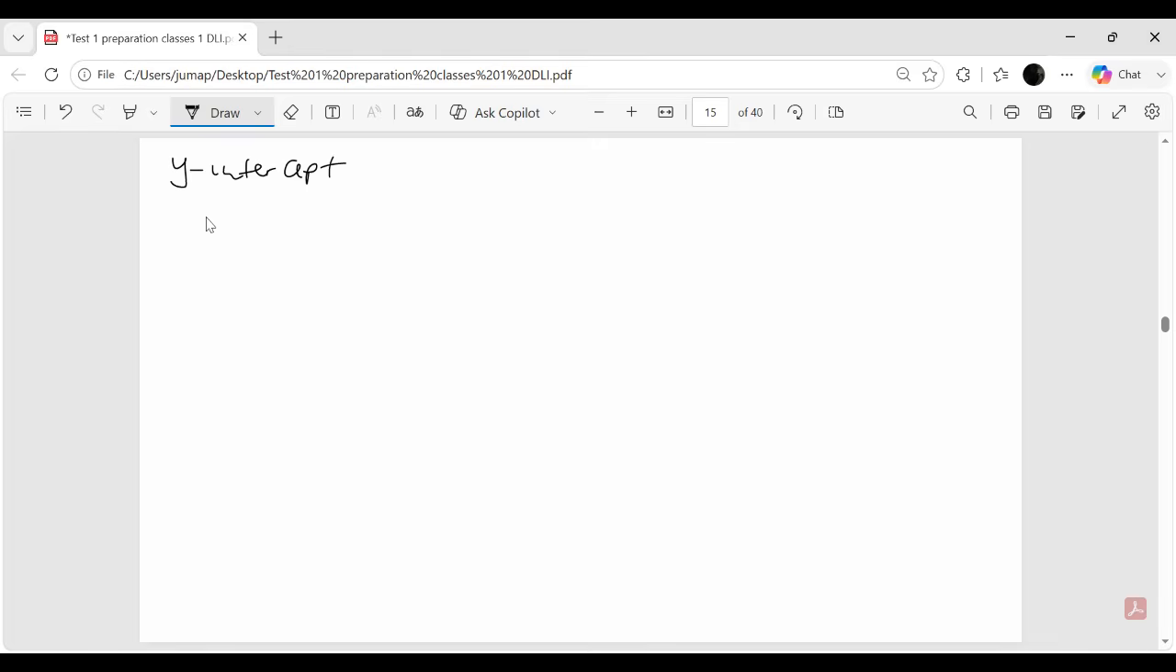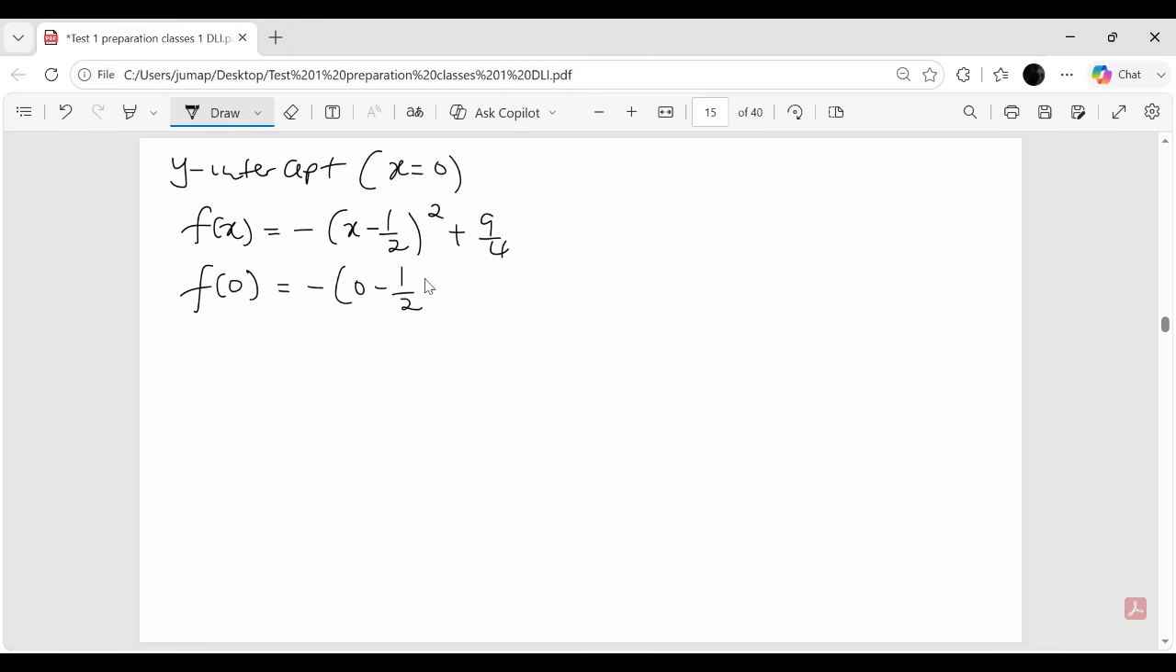So I'm using this function f of x equals negative (x minus 1/2) squared plus 9/4, meaning that I replace x here with 0, because you get the y-intercept when x is equal to 0. So f of 0 is equal to negative (0 minus 1/2) squared plus 9/4.